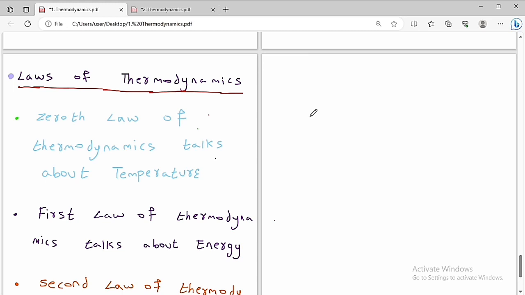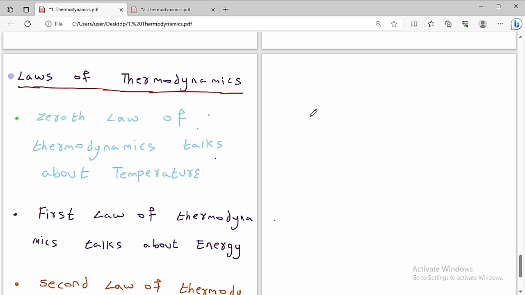So the zeroth law of thermodynamics basically deals with temperature, or the measurement of temperature in thermometry, and it works on the principle of thermal equilibrium. Whereas the first law of thermodynamics deals with energy, the law of conservation of energy. And in this we have seen the basic equation dQ = dU + dW.